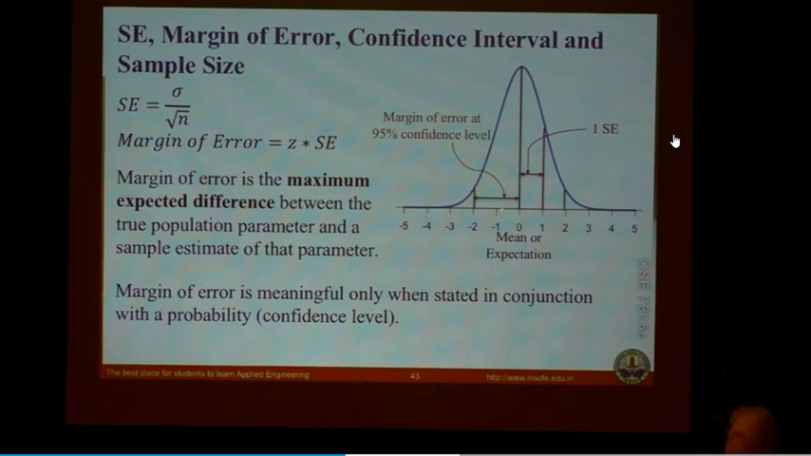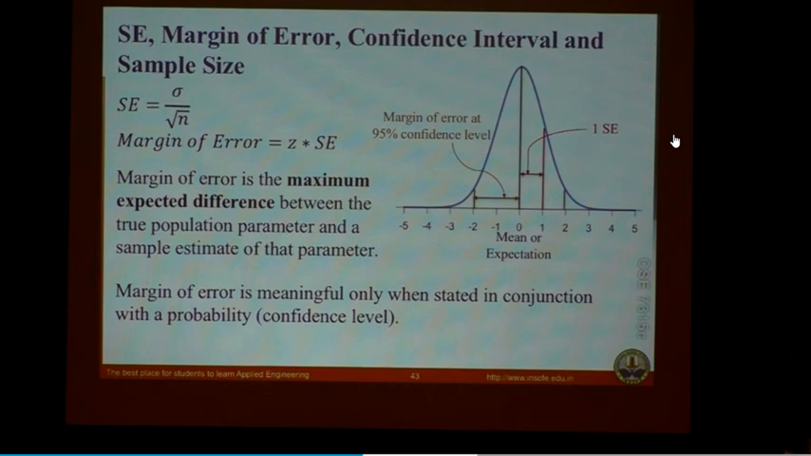What will be the margin of error at 68% confidence level? It will be the same as the standard error, because that will be 1. What will be the margin of error at 99.7% confidence level? 99.7%, Z-score is 3. That's it. Margin of error is 3 times the standard error.